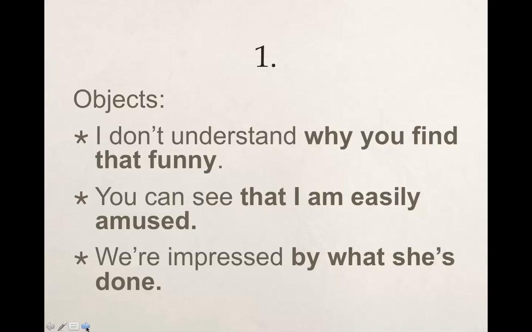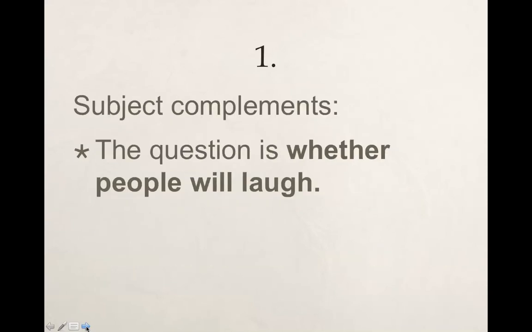Okay, it's much more common to have a noun clause as the object of a sentence. For example, I don't understand why you find that funny, or you can see that I'm easily amused, or we're impressed by what she's done. In this case, I've got by as a preposition, and the noun clause is the object of the preposition. Okay, and this is using the noun clause as the complement of the verb is. The question is whether people will laugh.